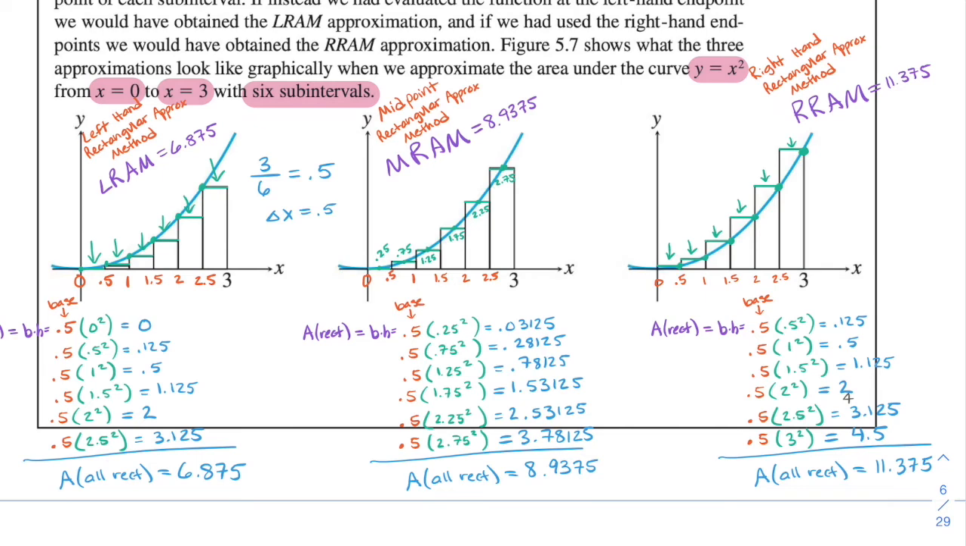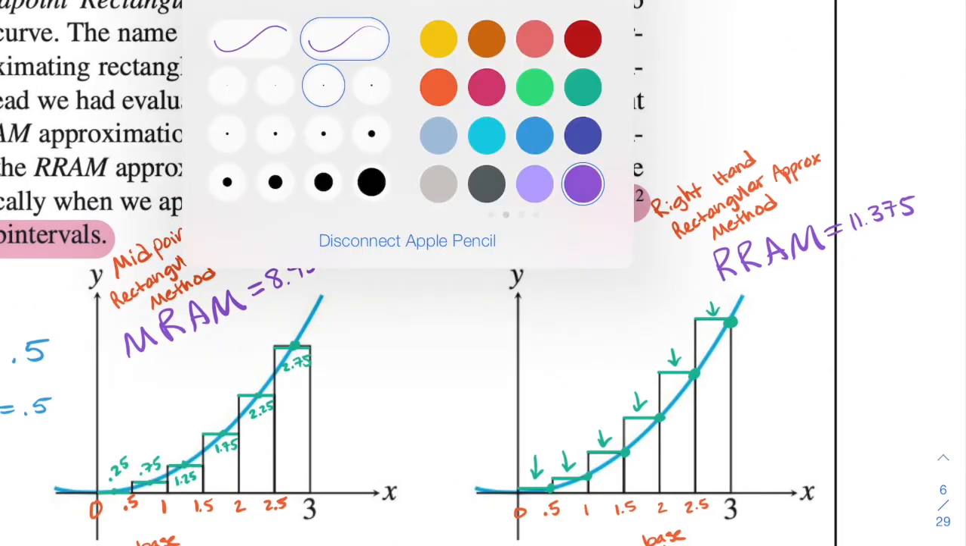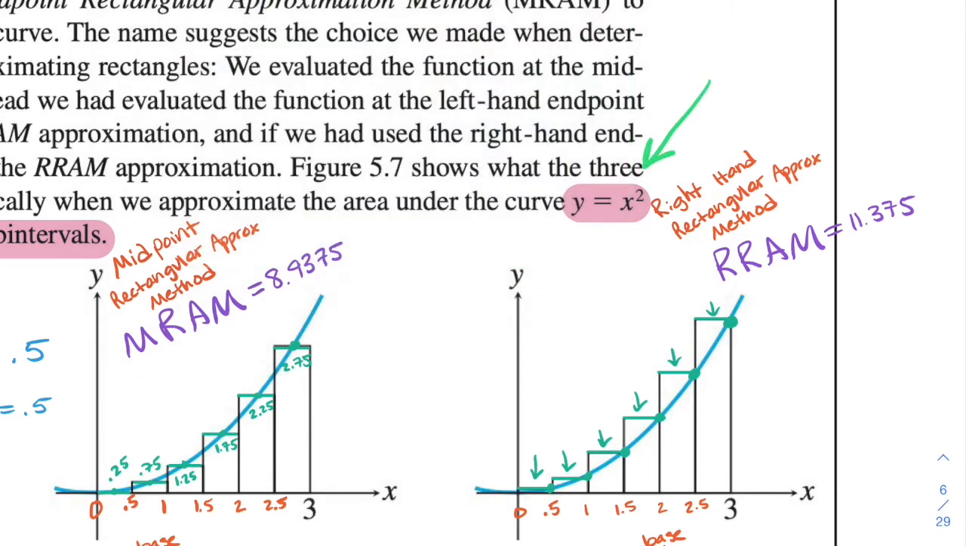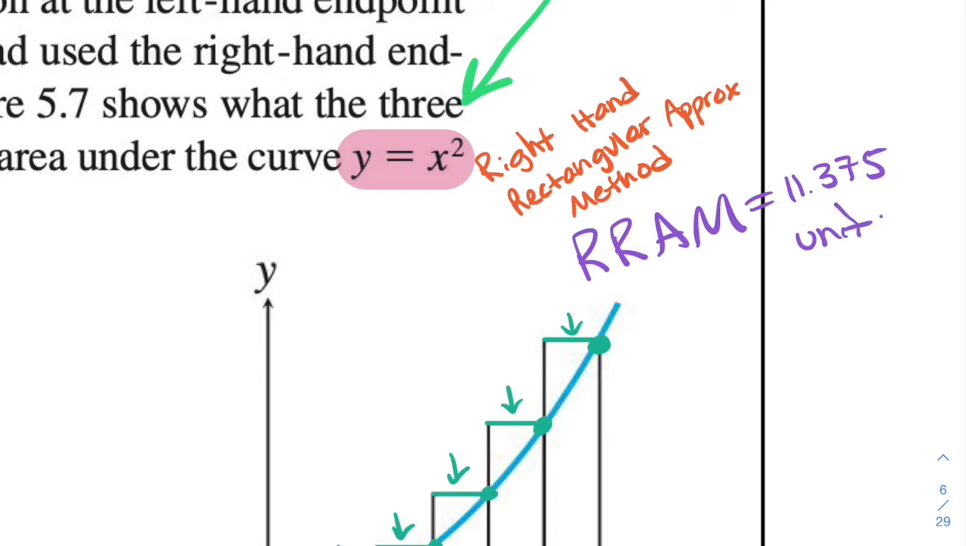I'm going to do a couple more problems. Let me tell you what this actual answer is. The exact answer of area under that curve is actually 9. So the area under this curve is exactly 9. Between 0 to 3, it's exactly 9 units squared. Oh, yeah, let's label all these units squared.